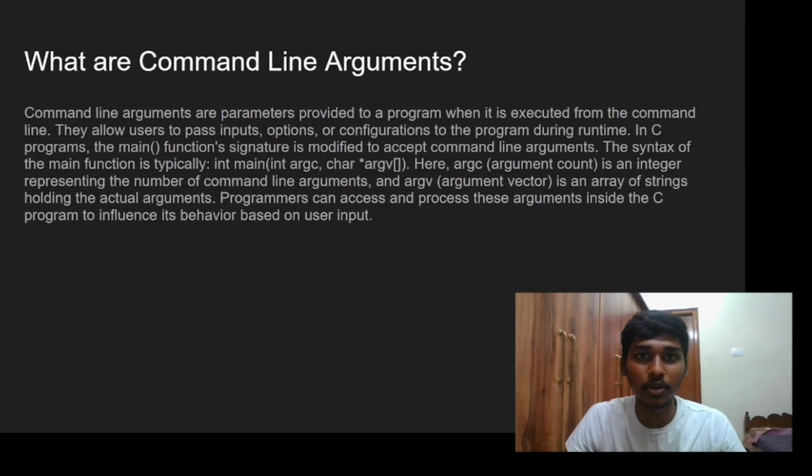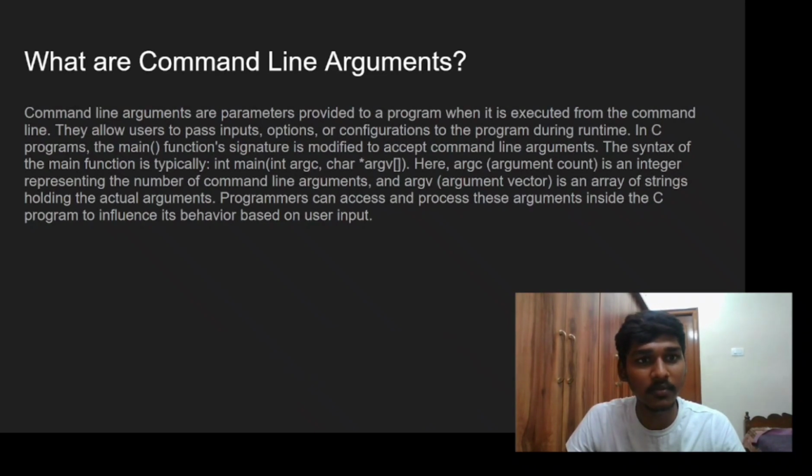What are command line arguments? Generally, argument means the input element or input value. Command line arguments are parameters provided to a program when it is executed from a command line. They allow users to pass inputs, options, or configurations to the program during runtime. In C programs, the main function signature is modified to accept command line arguments.